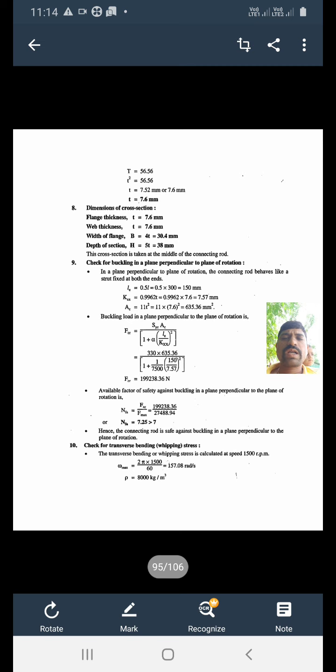Then check for buckling in the plane perpendicular to the plane of rotation. How to check that? Some condition is given. You have to calculate the buckling load in the plane perpendicular to the plane of rotation. You have to check the value FCR, the ratio of FCR to Fmax. This value, the factor of safety, is greater than 7 against buckling in the plane perpendicular to the plane of rotation. Then we can say the condition is safe, otherwise the condition is unsatisfied.